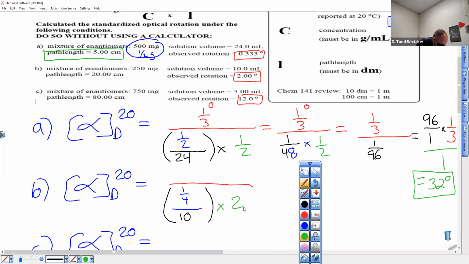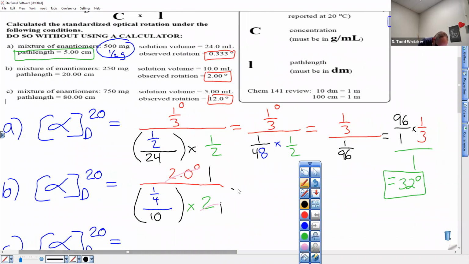And just what kind of rotation do we get this time? 2. That's a nice one. You like that better, don't you? Oh, 2 over 2 cancels right away, doesn't it? Yay, finally a break. 2 over 2 is the same as 1 over 1. How about 1 over 4 divided by 10? What's that? So I got a 1.